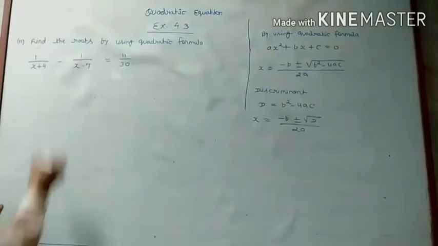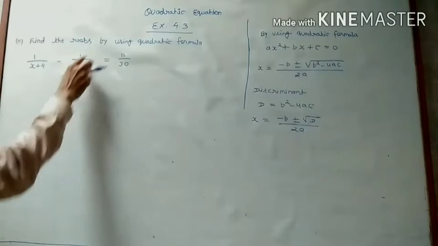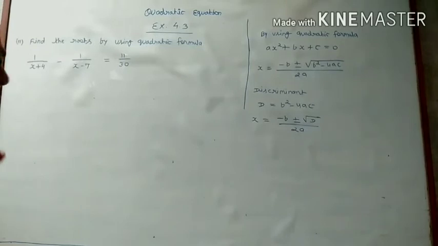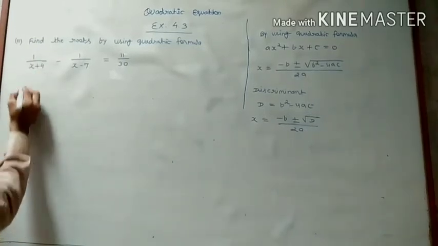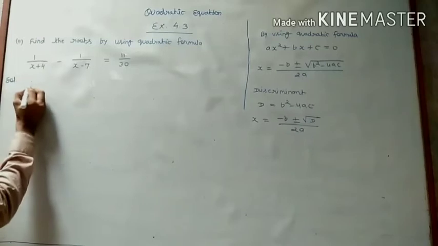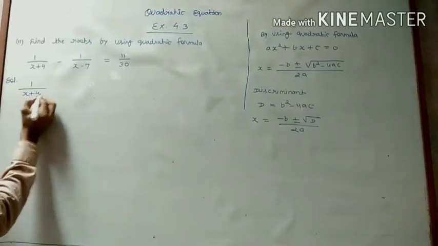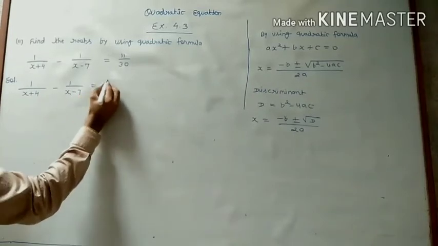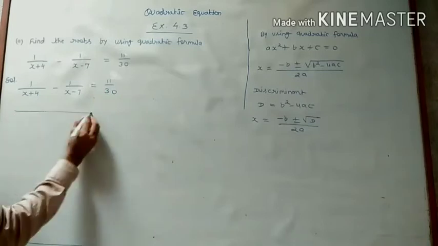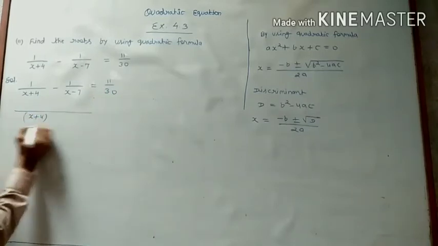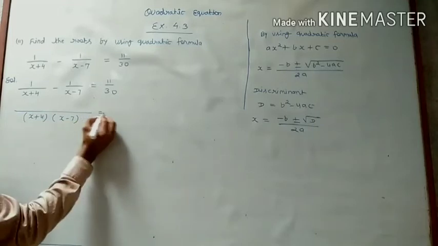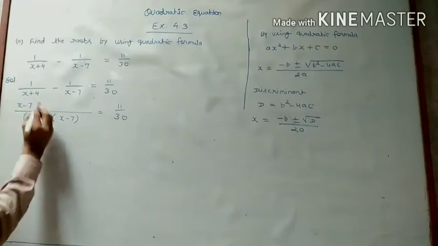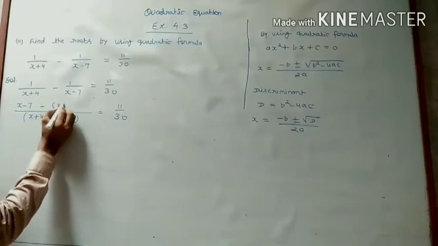This question is here. 1/(x+4) minus 1/(x-7) equal to 11/30. This is known as a quadratic equation. So first of all you have to simplify. How? So the solution is here, and first of all you have to write as it is. Step 1: 1/(x+4) minus 1/(x-7) equal to 11/30. Taking LCM. How much is the LCM? (x+4) and (x-7). Here it is 11/30. (x-7) move this side, and this is a negative sign, so (x+4).